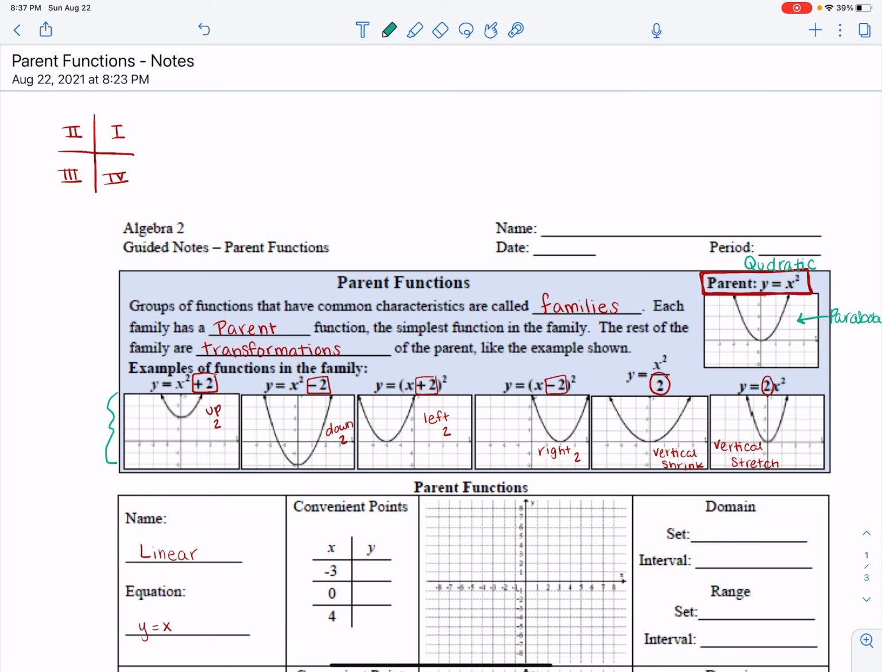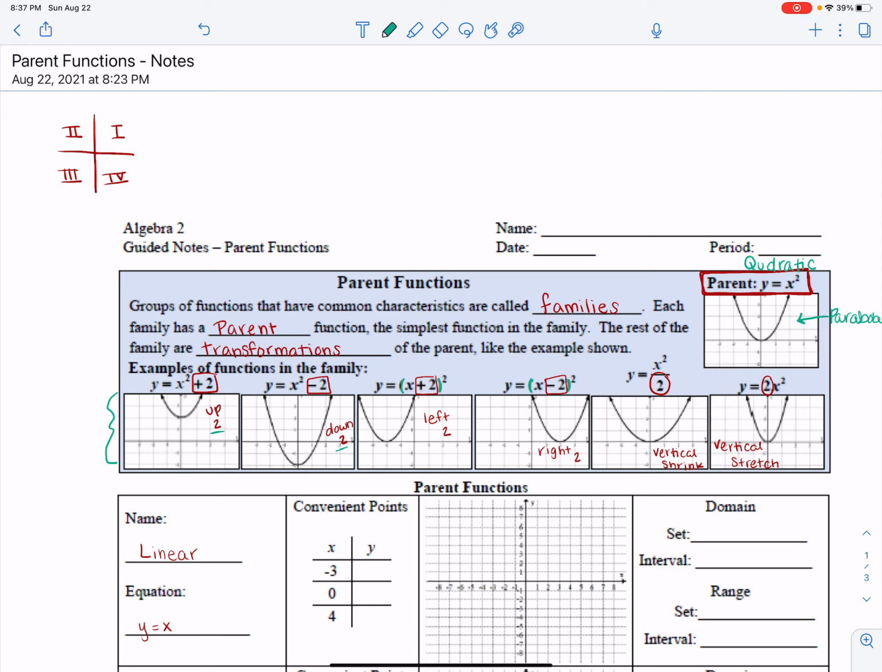So if I add 2 to the back of x squared, then my graph moves up 2. If I subtract 2 from the end, it goes down 2, but it's all still the parabola shape. So the other transformations, if you add 2 inside of the x with the parentheses, you're going to move to the left. If you subtract 2 inside of the function, you're going to move to the right. If you divide or multiply by a number smaller than 1, then you have a vertical shrink. If you multiply by a larger number, you have a vertical stretch.